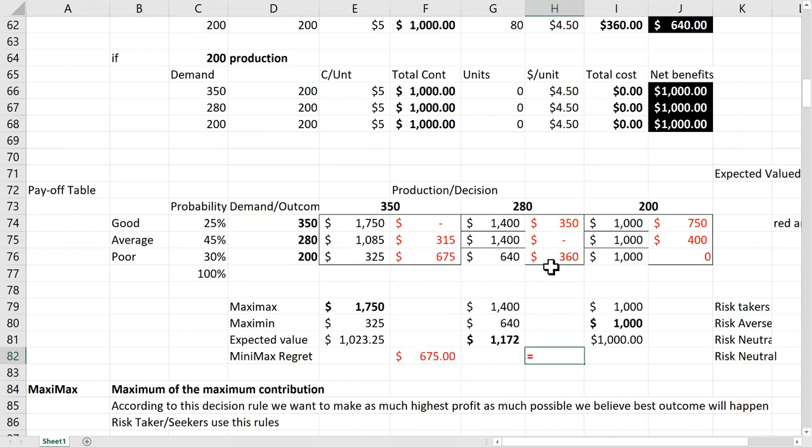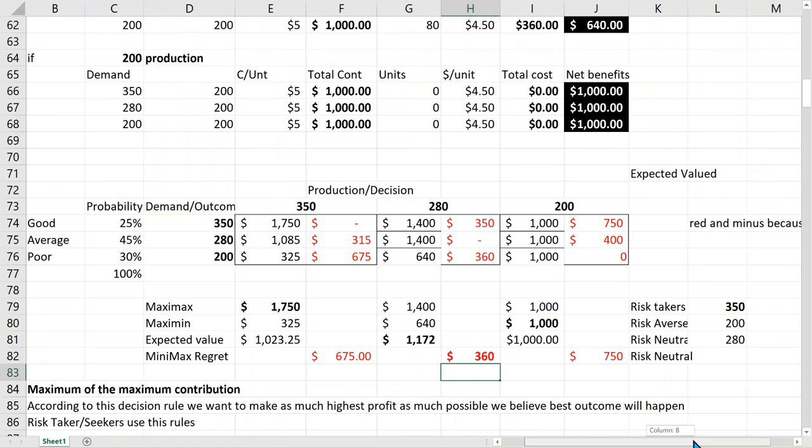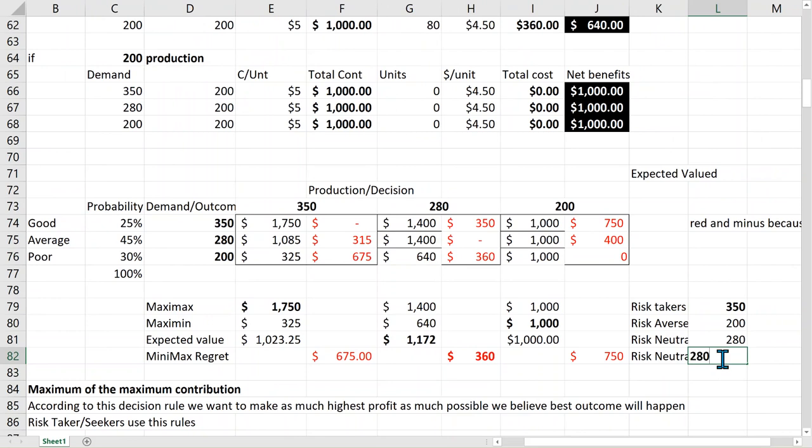The highest regret, if we decide on 280, is 360. And the highest regret, if we decide on 200, is 750. So what is the minimum of the maximum regret? If we decide on producing 280, the maximum contribution that we could lose out of all other options would be 360. And this is how a risk neutral person takes this decision as well, just like expected values.